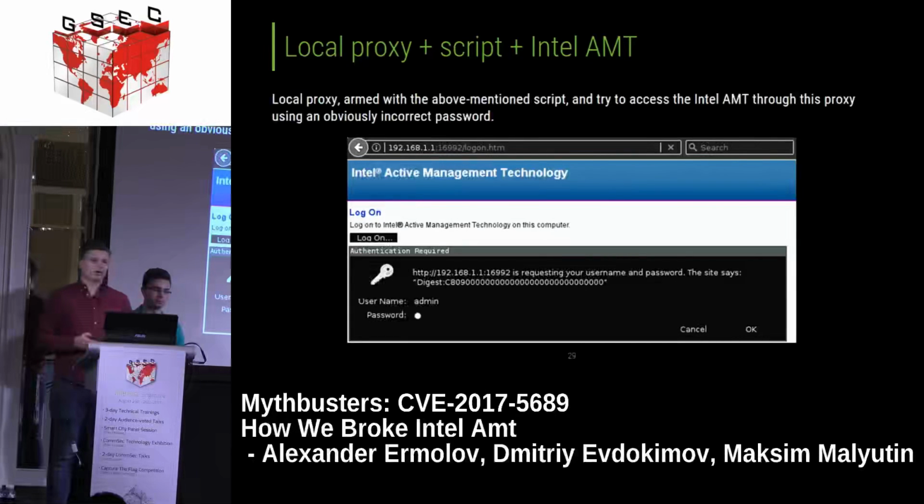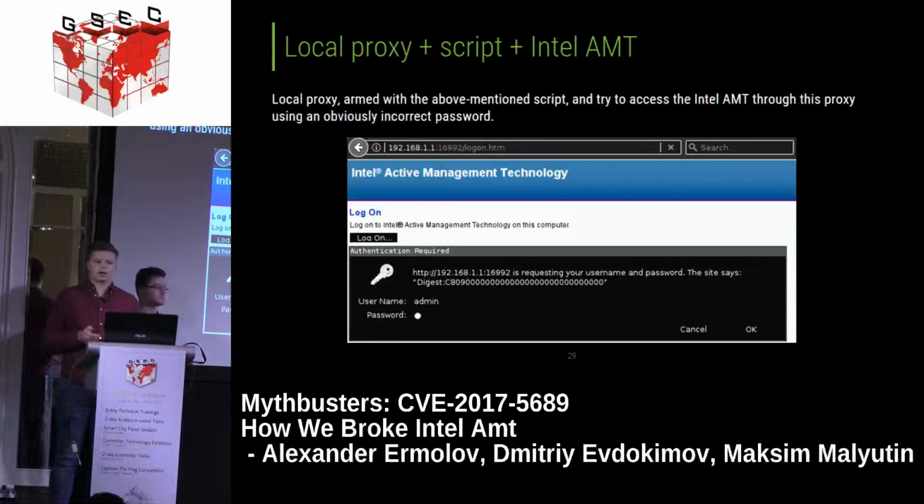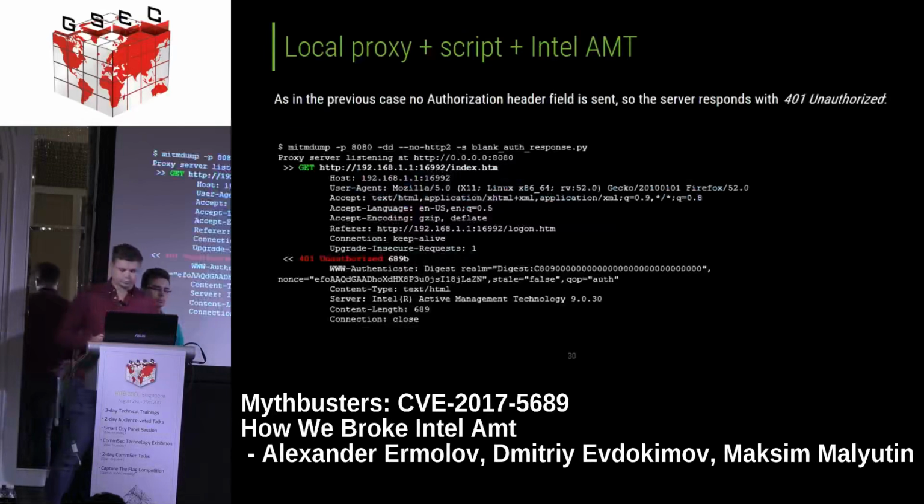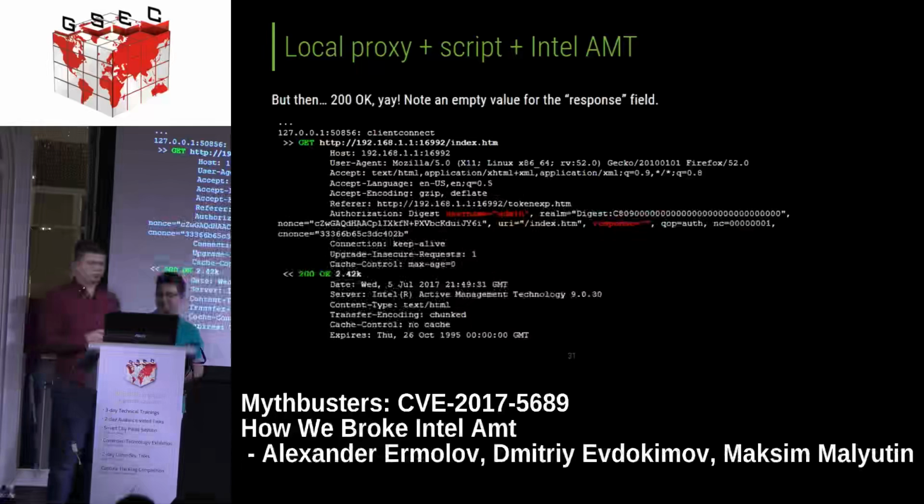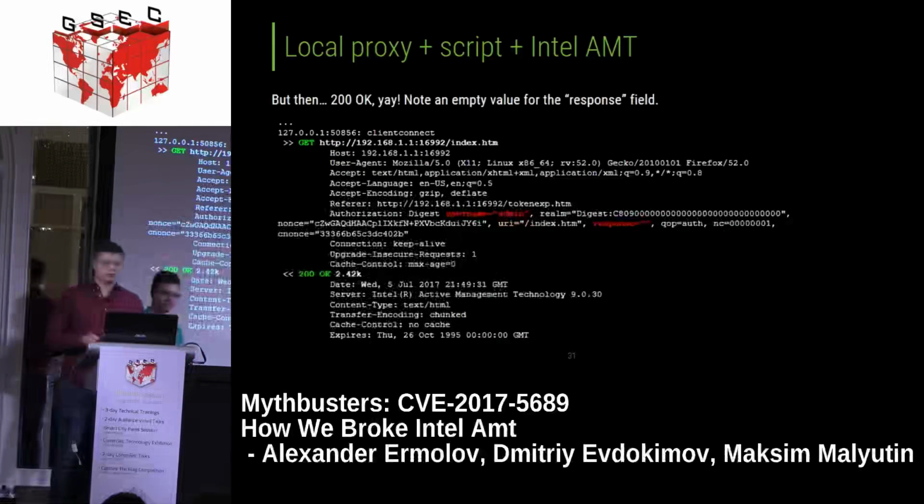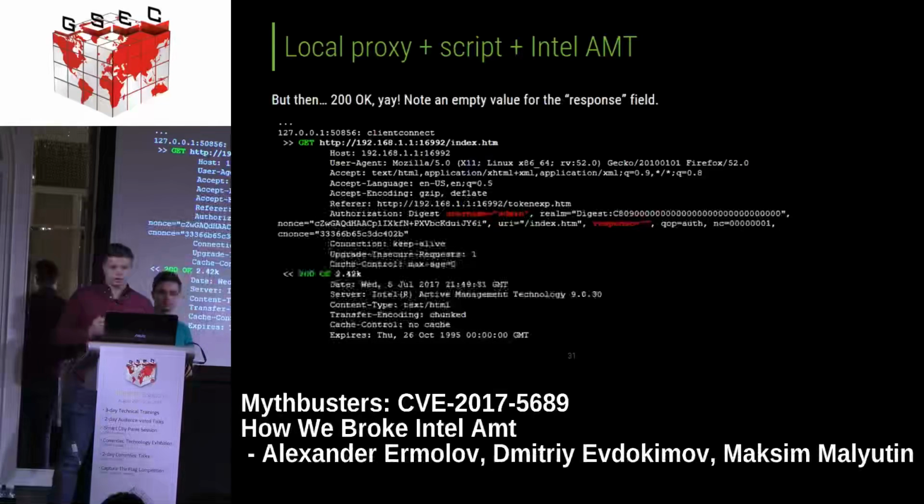The password we have just typed in is obviously incorrect, because Intel AMT doesn't allow a password shorter than 8 characters, but we will give it a try. The first request gets the same response as in the previous experiment, it's okay. But then, voila, please take note that the value of the response field is empty, and we get the server response, which is 200. It's okay, it's successful authorization.